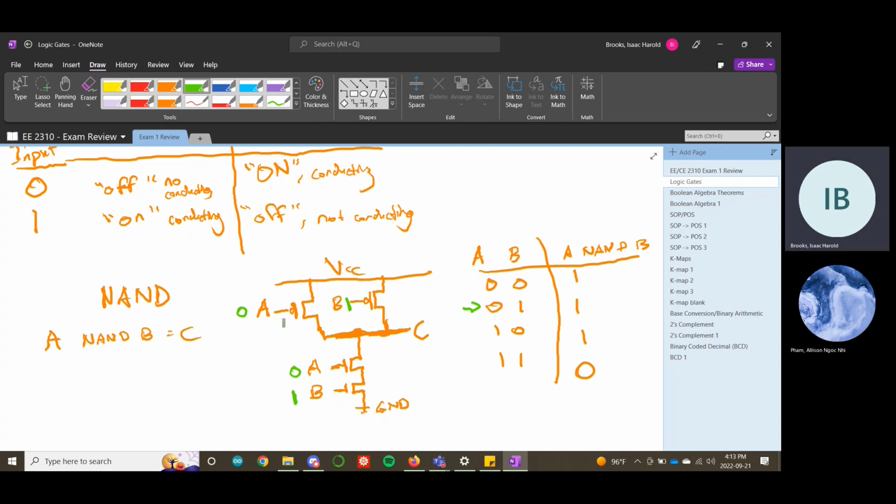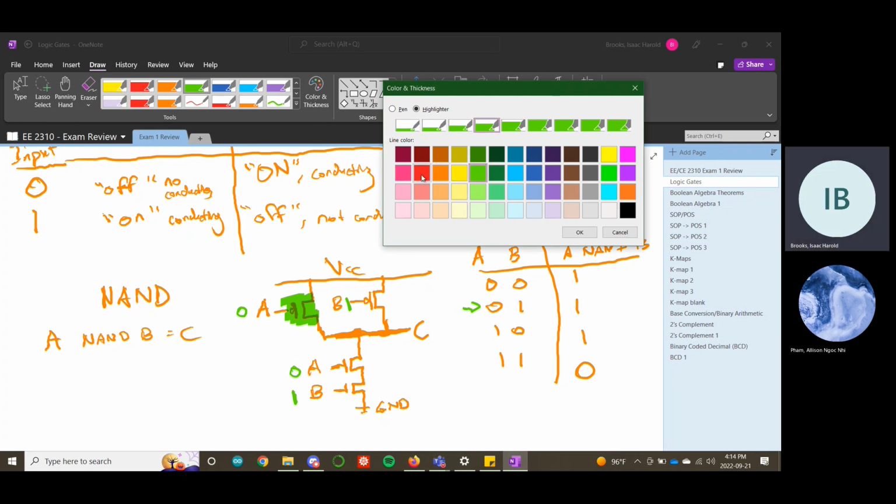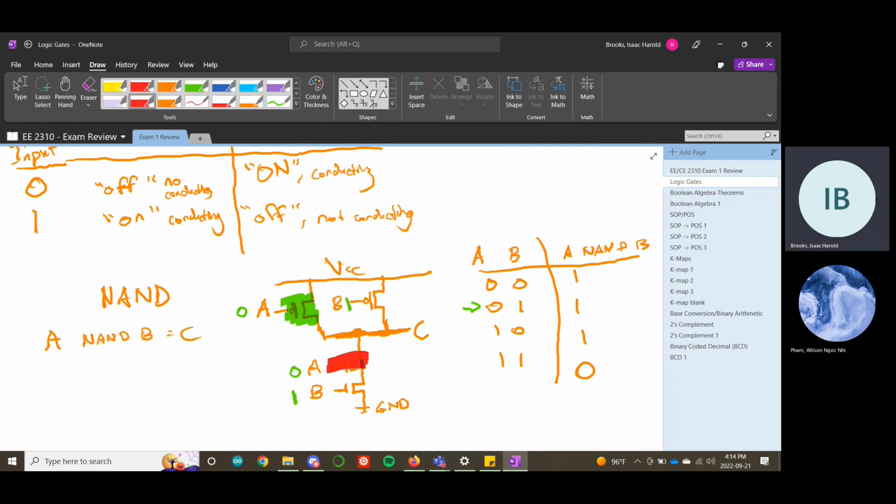So if A is a PMOS transistor and it has an input of 0, then that means that it is conducting. So this one would be on, right? And that's from up here. If the input is 0 and it's PMOS, then it's on, it's conducting. The other A transistor also has an input of 1, but that's NMOS, that's normal. So this one's going to be off. Okay, so we can highlight this one red, meaning it's off. This one is off. Just try and remember that.